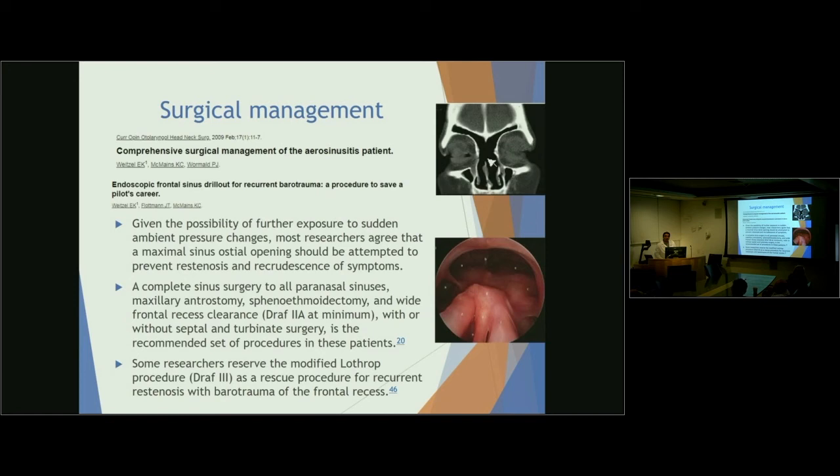They're saying a maximal opening should be attempted to prevent restenosis and recrudescence. Well, the reality is, if you think about barosinusitis, you're looking for equalization of pressure. So yes, if it scars over, you're not going to get equalization of pressure. But if you do a clean, standard frontal sinusotomy, I'm not aware of the physics that says that isn't enough to equalize pressure from above and below.